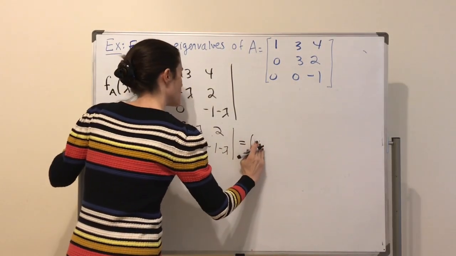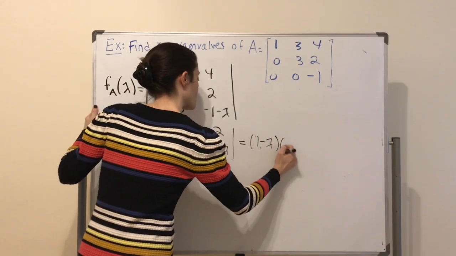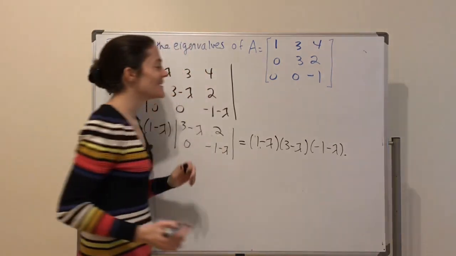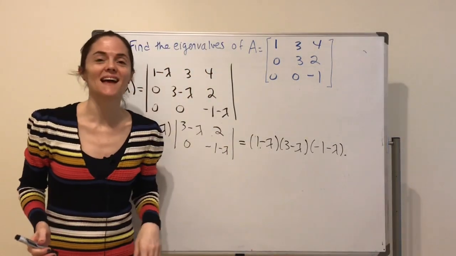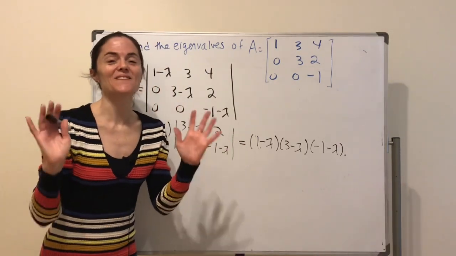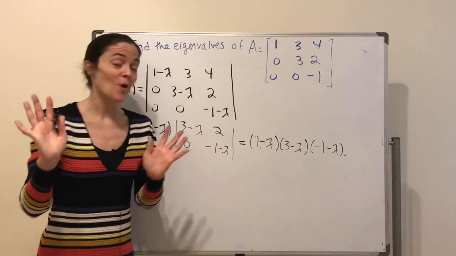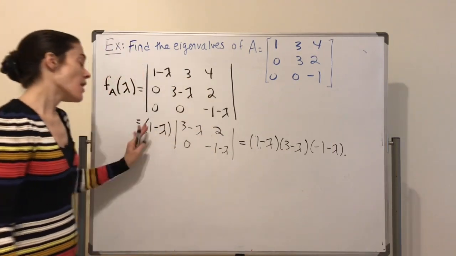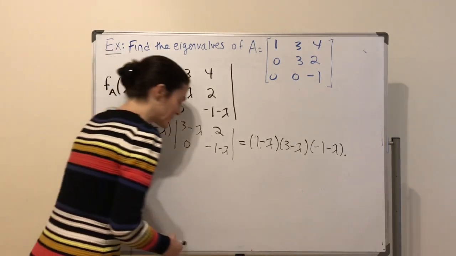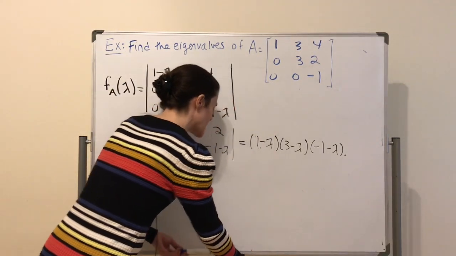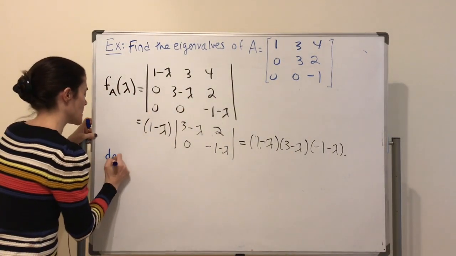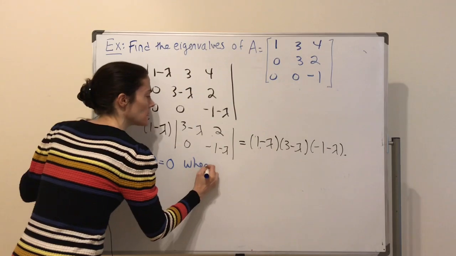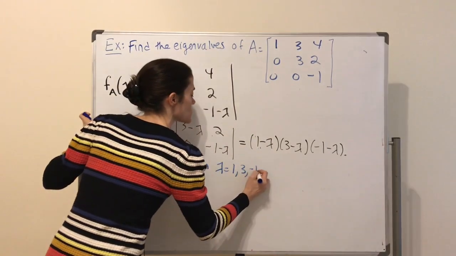So this is 1 minus lambda, 3 minus lambda, and minus 1 minus lambda. Now, okay, we see it's the product of the diagonal entries, and we could have just started that way. Remember, when we're taking the determinant of an upper triangular or a lower triangular matrix, the determinant is the product of the diagonal entries. Although it didn't take that long to take this intermediate step. Okay, so we see the determinant of A minus lambda I, or this characteristic polynomial, is 0 when lambda is 1, 3, minus 1.